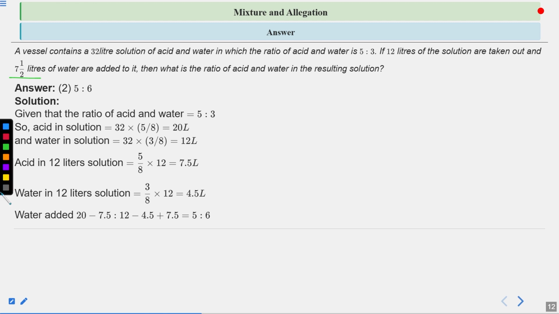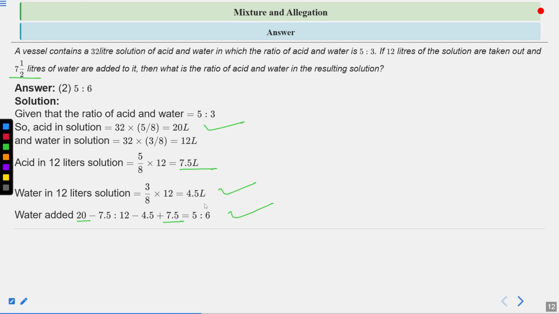Now we make the relation. Initially acid is 20 liters. We take out 7.5 liters. So what will be the remaining? 20 minus 7.5 for the acid. The initial water was 12, subtracting 4.5 and adding 7.5. When we simplify it, we get the ratio 5:6. So the second option is the correct answer of this question.